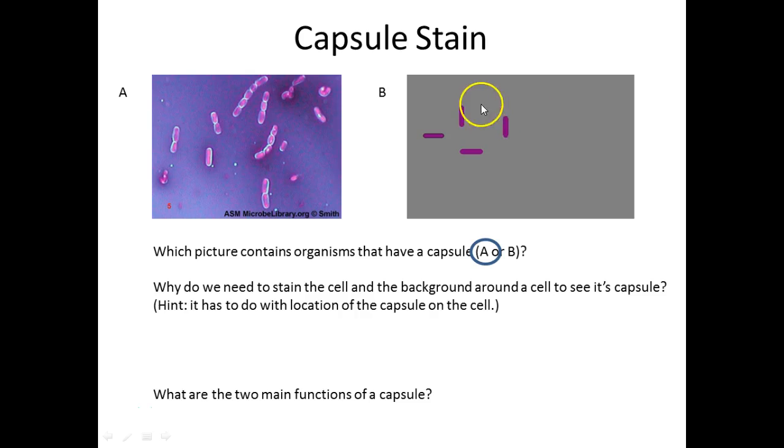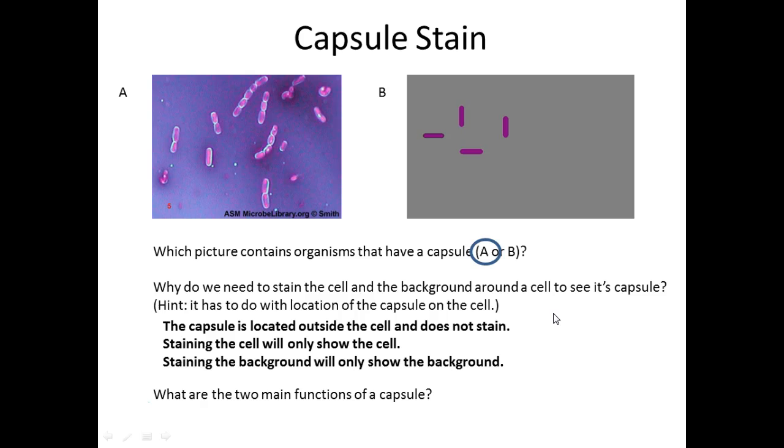In this picture, you don't see any halo, right? And the reason why we know these are capsule stains is because the background is stained, and so is the cell, right? Both have to be stained in order to visualize the capsule if it's present. So why do we need to stain the cell and the background? Because remember, if we just did a simple stain, we just stained the cell, and then that clear, unstained capsule would blend in with the clear background.